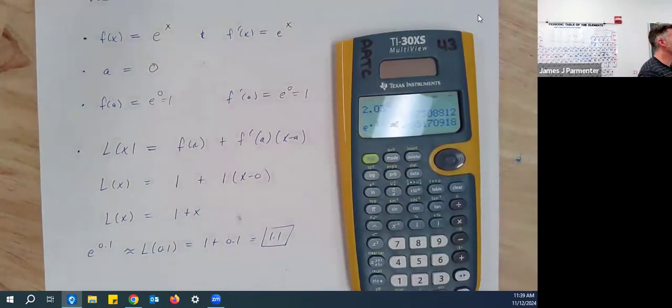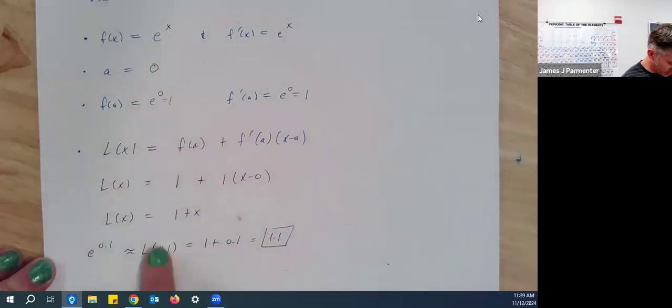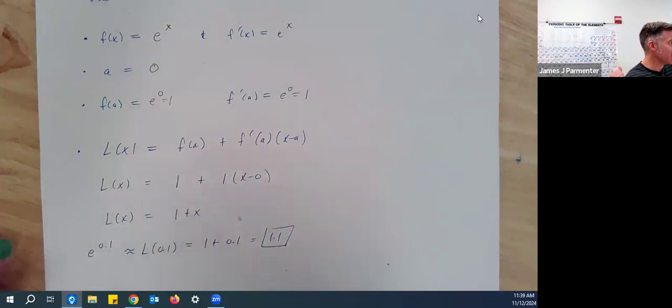Actually, as long as the place that you're plugging in is relatively close to the point of tangency, your estimate should be pretty close. If you move far away, like if we tried to use this to estimate e to the second, we'd be way off, right? If you plug in 2 for this, you get 1 plus 2, which is 3. We saw that e to the second was like 7.4 approximately way back when. So definitely only good for values close, not ones far away.